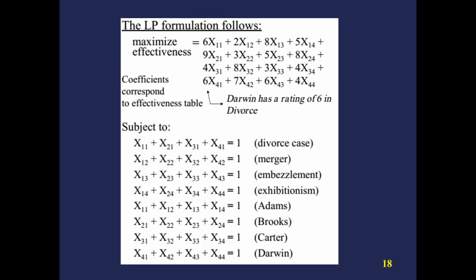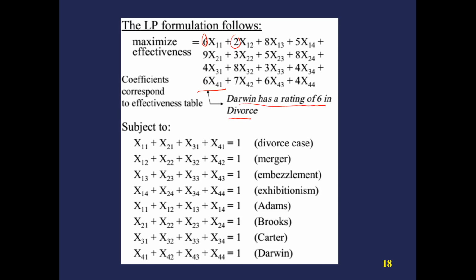And this is to maximize the effectiveness. We have the coefficients here. These are the effectiveness ratings for each case assigned and person assigned to each case. For example, here 6x41 is telling us Darwin has a rating of 6 in divorce, and similarly others.